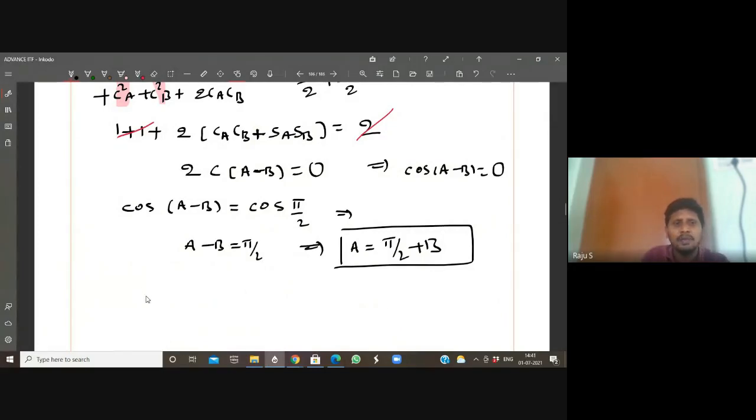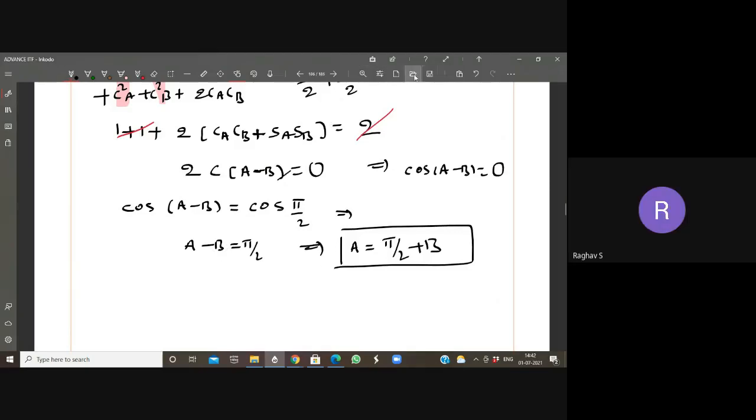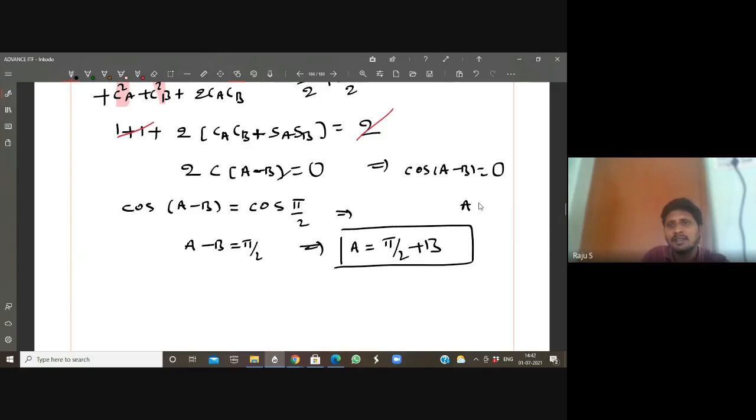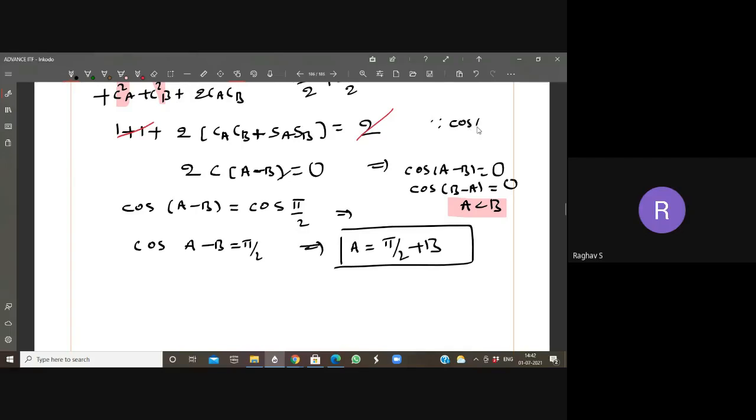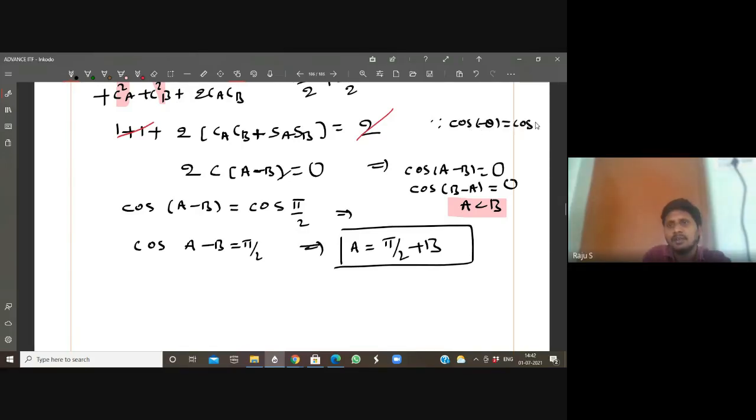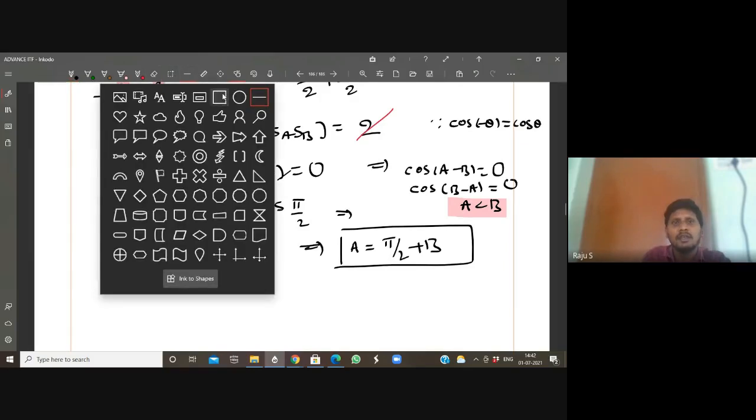Okay, students, finally the A by B value we got is 90. But is it true? Will B minus A come? Yes, because A is lesser than B in the given. So B minus A equals pi by 2, so cos of minus theta. Shall I write cos of A minus B as cos of B minus A? Yes, sir, we can write it, because if you take a minus, cos is also positive, because cos of minus theta is cos theta. Cos is an even function. So we can write.